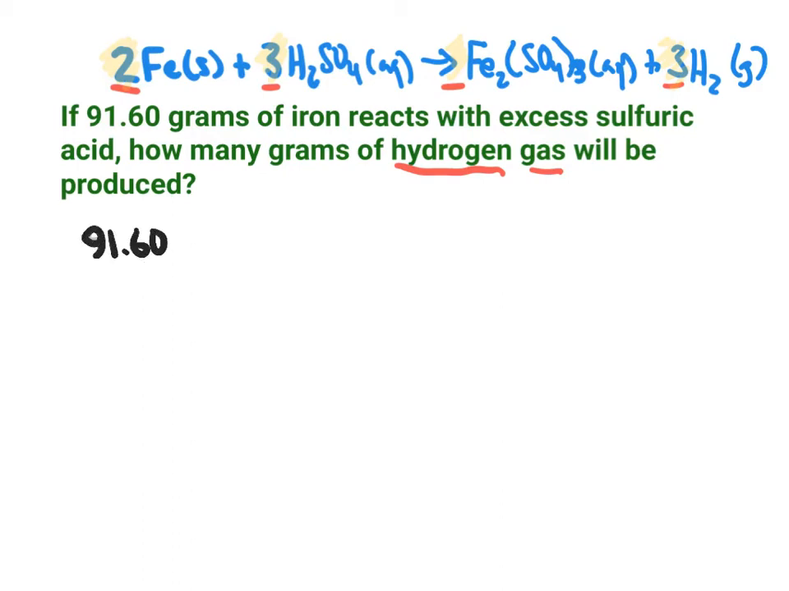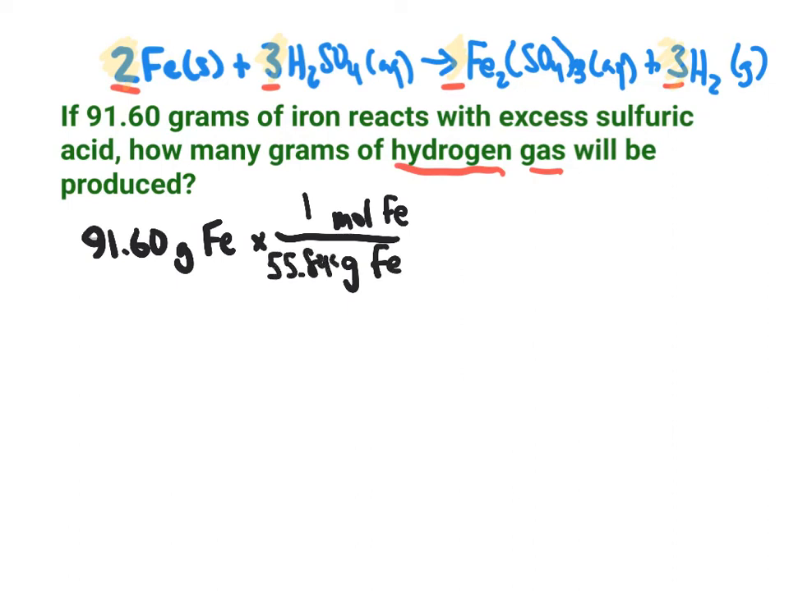So right here I have 91.60 grams of iron. And I know that if I want to convert grams to moles, I look up on the periodic table and I see that 1 mole of iron is the same thing as 55.845 grams of iron. And that's from the table. When I solve that out, I get 1.640 moles of iron. And I left that at 4 sig fig because it's 4 sig fig over here.